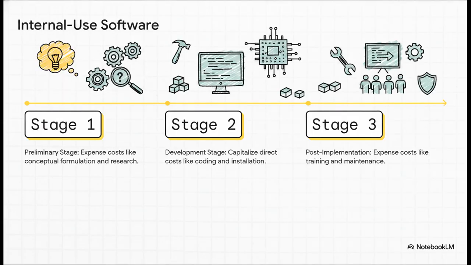Now, what about software you're building for your own internal use? It's the same kind of story, just with different chapter titles. The early brainstorming phase, what we call the preliminary project stage, gets expensed. But once management gives the green light and the real development work begins, the application development stage, we capitalize those direct costs. And later on, once the software is up and running, all the costs for training employees and maintaining the system, those get expensed as you go.